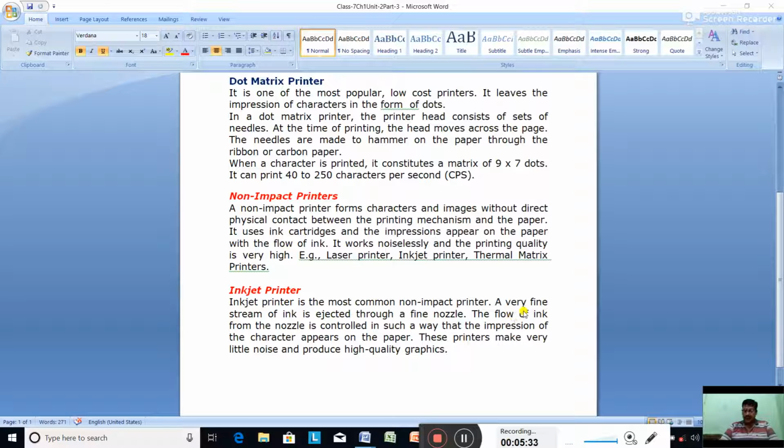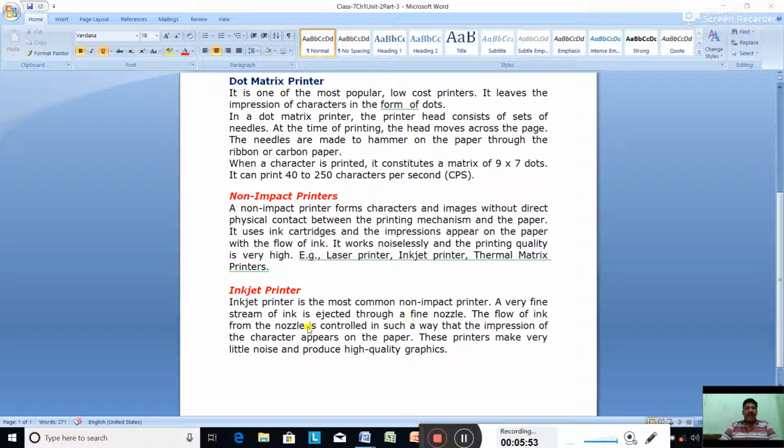It works in a similar manner as the dot matrix printer. But what is the difference? A very fine stream of ink is ejected through a fine nozzle. It has a cartridge that has a nozzle. A fine ink is ejected from the nozzle.